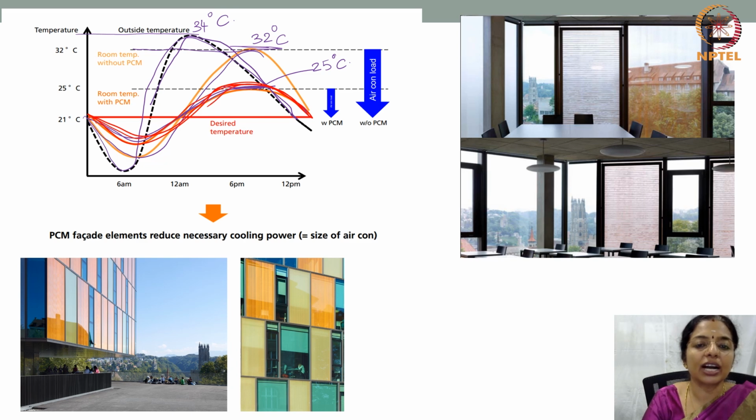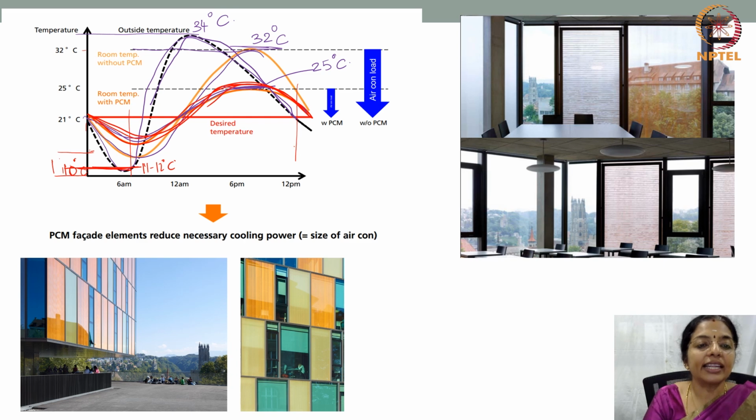So this is the PCM integrated windows temperature graph from 6 AM to 12 AM. Similarly, you can also see the outside can get very cold. This will be about 10 degrees centigrade, 10 to 11 degrees centigrade. So the outside is about 11 to 12 degrees centigrade.